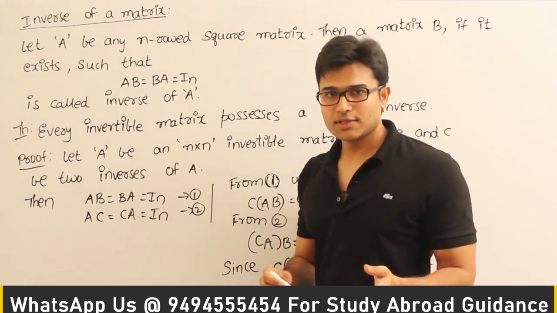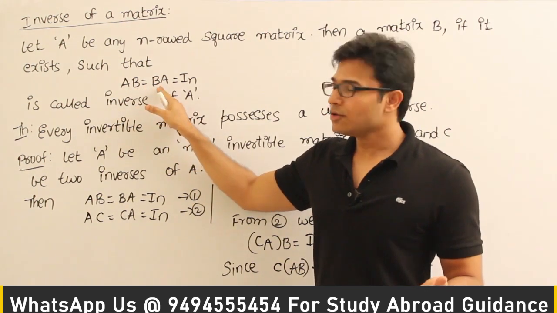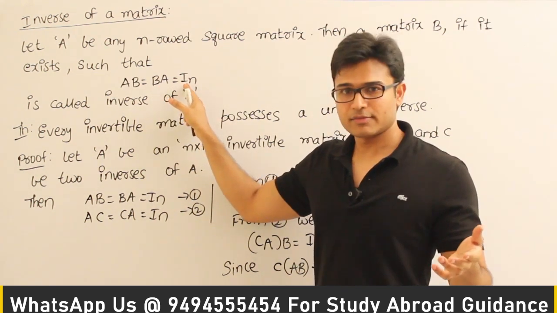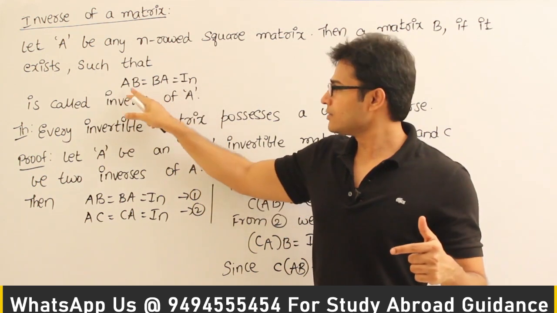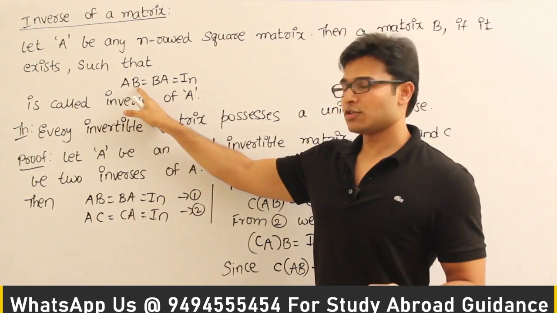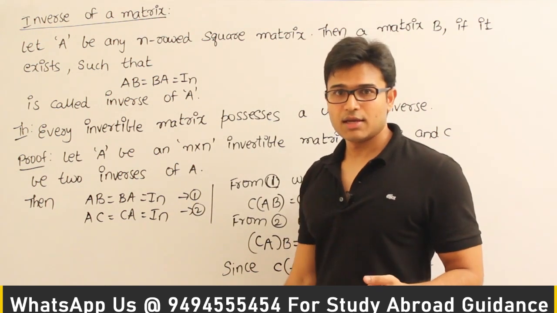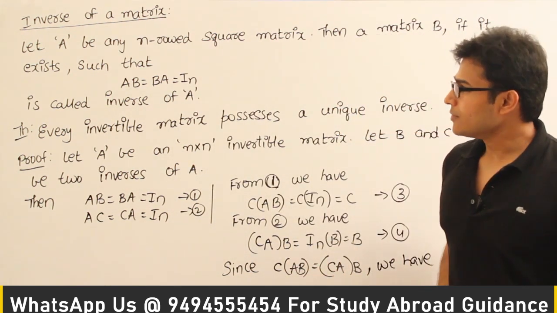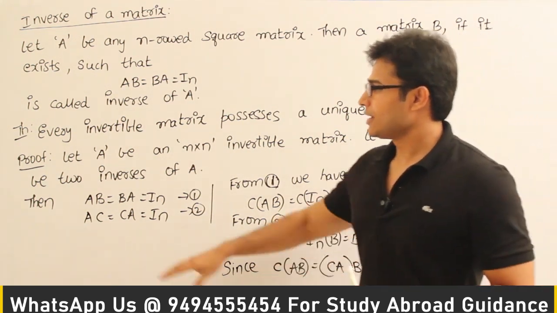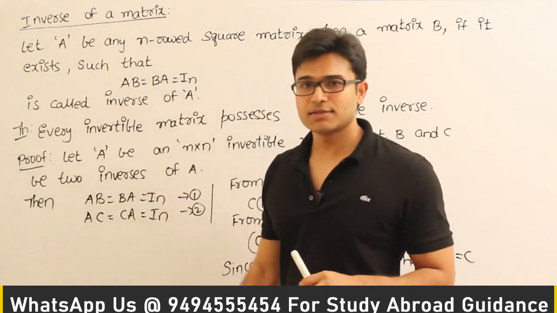Okay, which means if you have any two matrices in such a way that A into B equal to B into A, which means if I multiply those two matrices in any order and I get In, then these two matrices are called inverses of each other. Here A is called the inverse of B and B is called the inverse of A, if we can find any two such matrices. Got it? We shall go to that point later. So this point is about the inverse of a matrix. That is over. Let's look at this theorem.